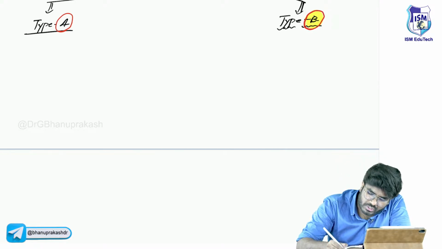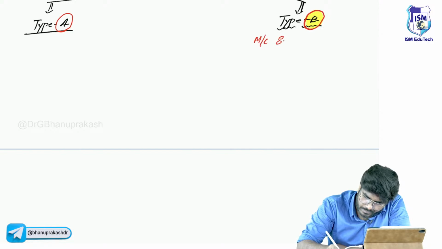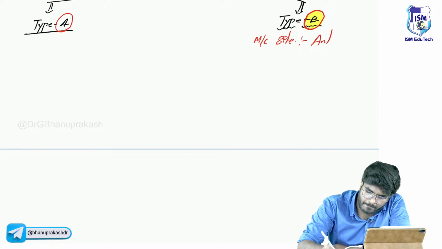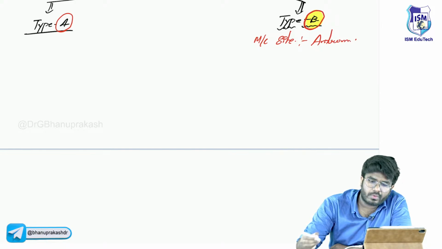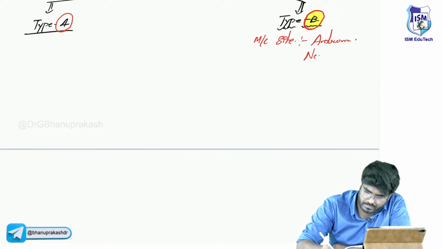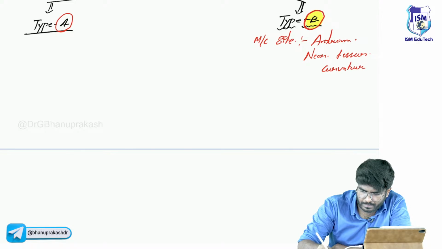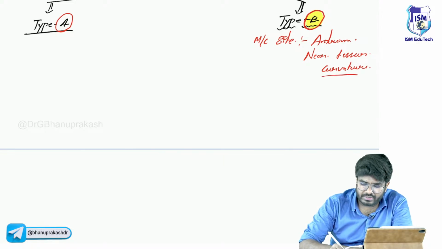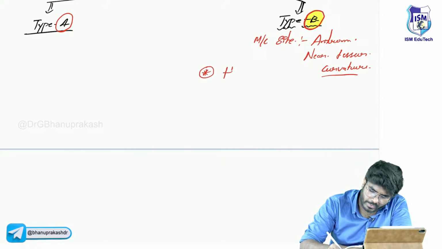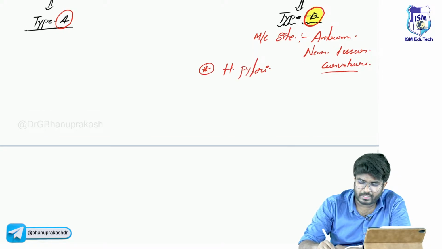Now for type B, the most common site is the antrum, near the lesser curvature. Now it's because of which organism? It's because of Helicobacter pylori.